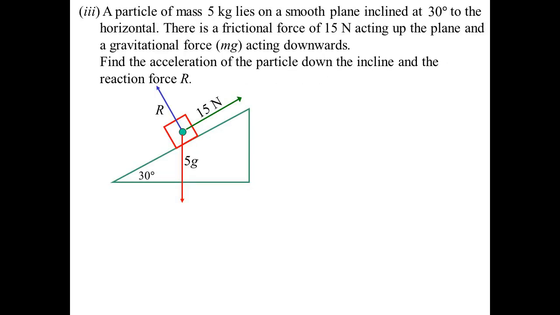We've got this mass on a smooth plane. I like saying smooth plane so it can slide. Angle 30 degrees. We have a force, friction, 15 newtons, going up the plane. Friction always acts opposite to the direction the particle's moving. So particle's going down means friction's going up. Gravitational force, which obviously is vertical.